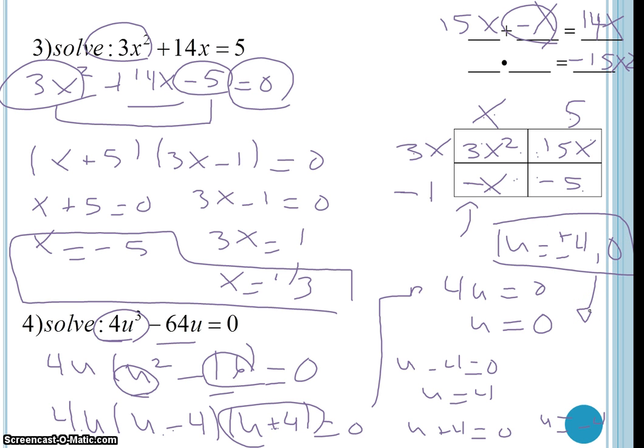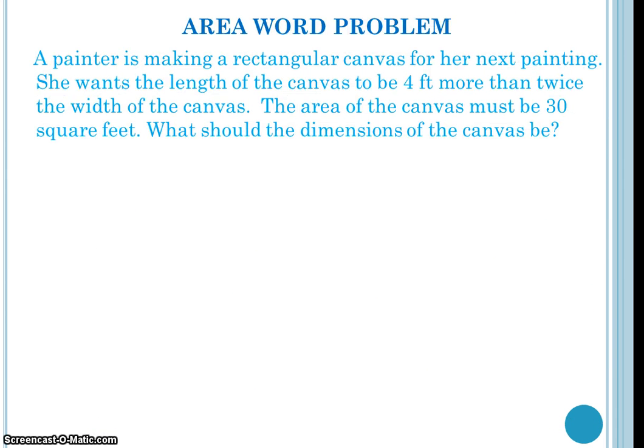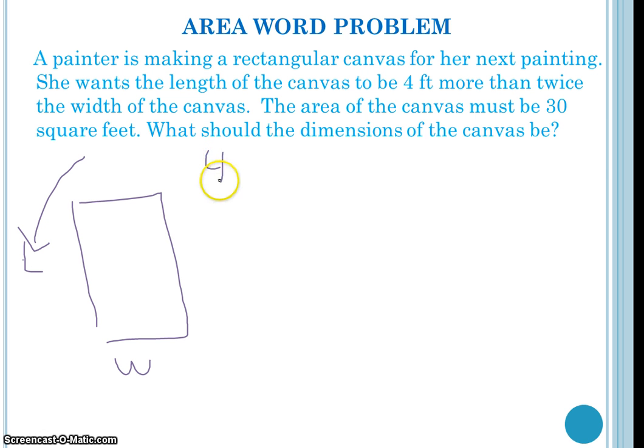Okay, let's go on to the next problem. So the next problem is a word problem. It says a painter is making a rectangular canvas for her next painting. Okay, so it's going to be some sort of rectangular canvas. She wants the length of the canvas to be 4 more than twice the width. So we're going to have some length and some width. So I know the 2w plus 4 is my length equation.